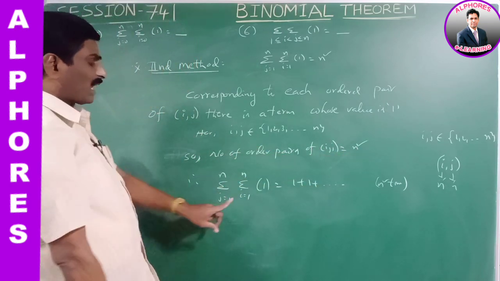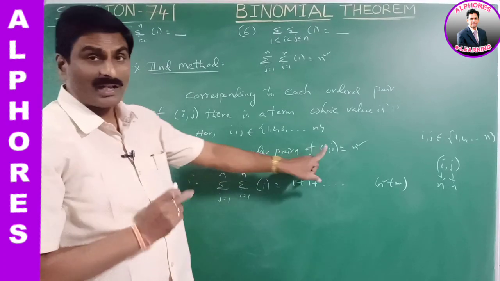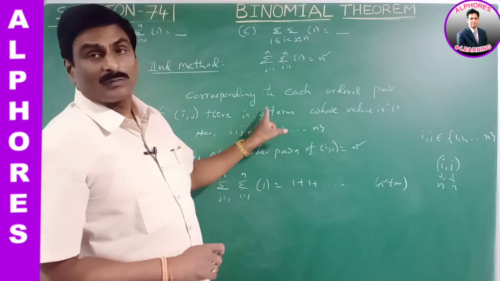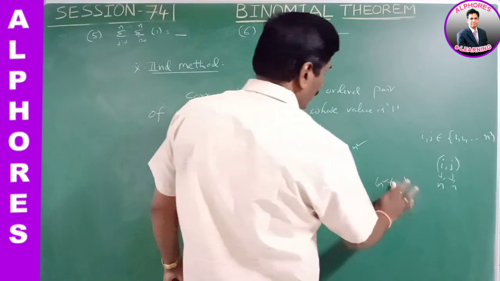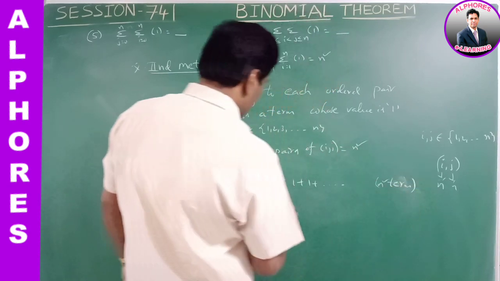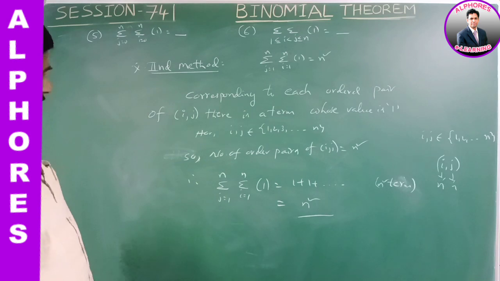Therefore, sigma of i equals 1 to n, j equals 1 to n, of 1 is equal to, how many terms are available? n square terms. Each value is 1. 1 plus 1 plus 1 and so on, n square terms. Please write this value, n square terms. So that is equal to 1 into n square, and that value is n square. Very, very, very important. Okay, next, the fifth one.